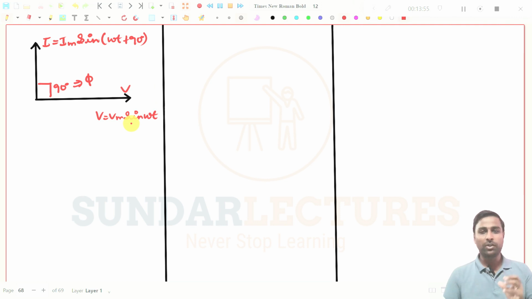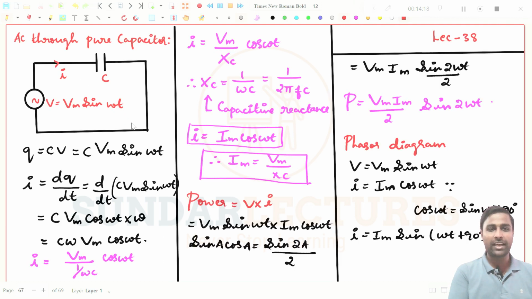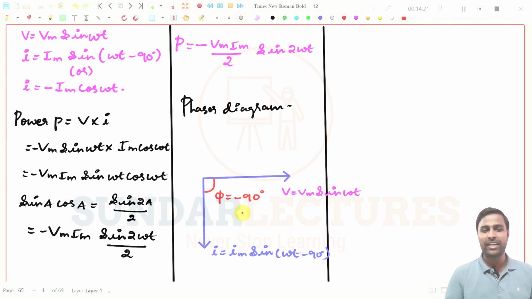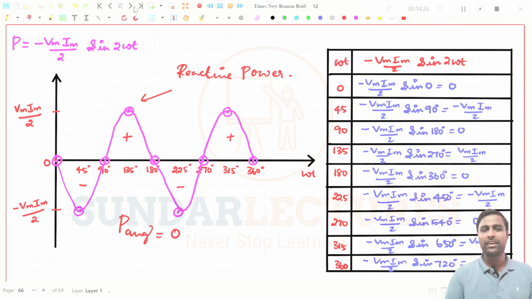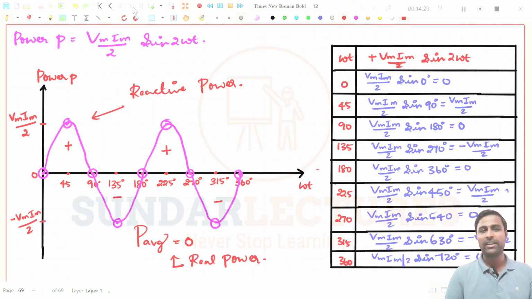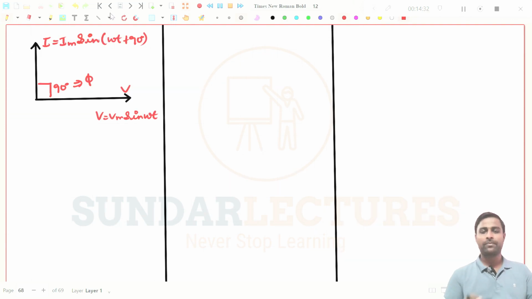You can conclude here that if it is a purely capacitive circuit, then the power in the circuit will be reactive power. All the power will be reactive power, and the current leads the voltage by 90 degree. Simple to understand, right? If it is an inductive circuit, current lags the voltage by 90 degree. And if it is a purely capacitive circuit, here also power will be reactive power, but current leads the voltage by 90 degree. So these are all the things.